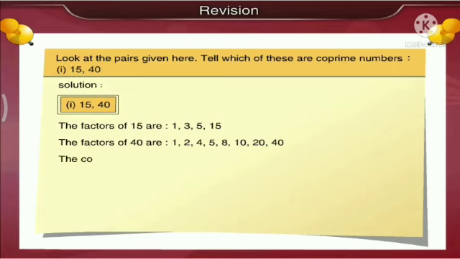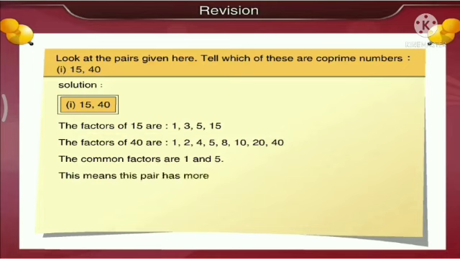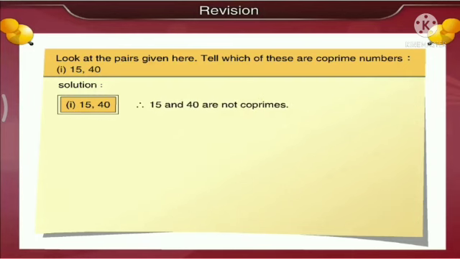After finding the factors, we have to find the common factors. The common factors are 1 and 5. So tell me, are 15 and 40 co-prime numbers? This pair has more than one common factor. For co-prime numbers we need only 1 as a common factor, but here we got more than one. It means 15 and 40 are not co-prime numbers.